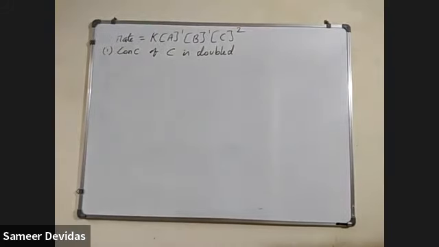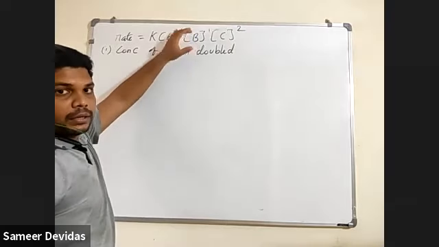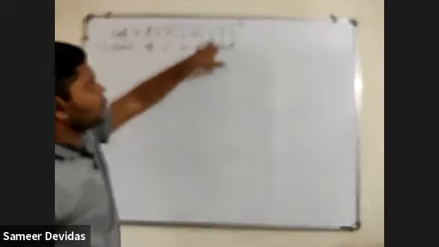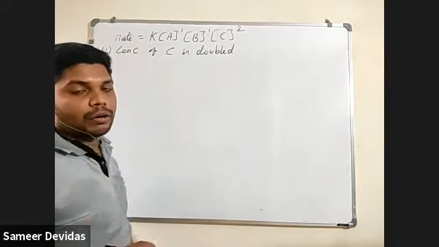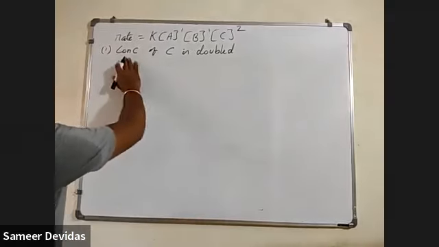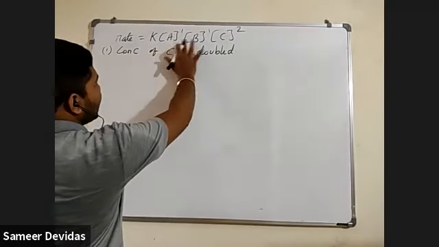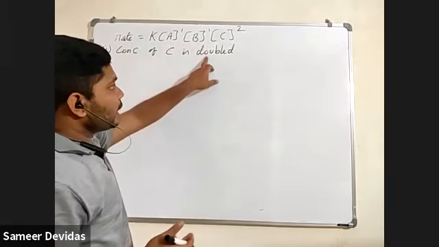Concentration of C is doubled. So we need to tell what they have told. All have finished? Yes, sir. They have given you the rate law, students. They have already mentioned the rate law, A^1 B^1 C^2. Now what are they going to do? They are going to change the concentration of either A, B, or C. How much change they are doing, you need to find out properly.